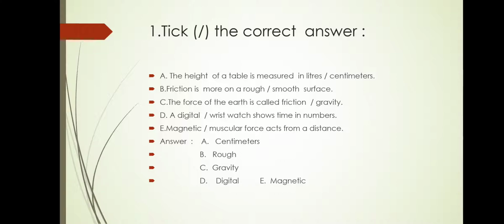E part. Magnetic or muscular force acts from a distance. And the answer is magnetic. Magnetic force acts from a distance.